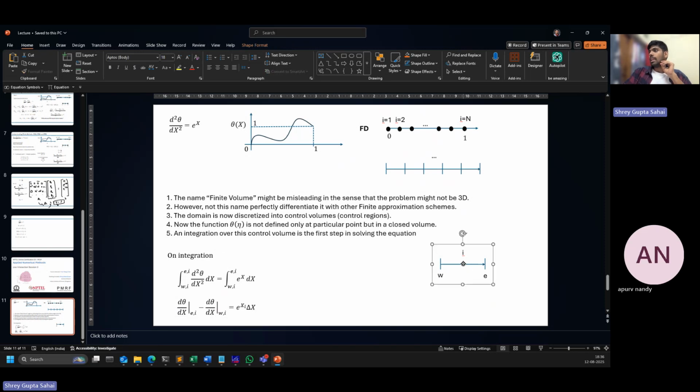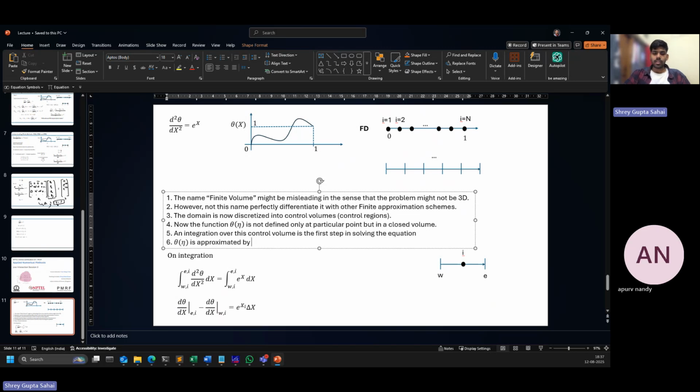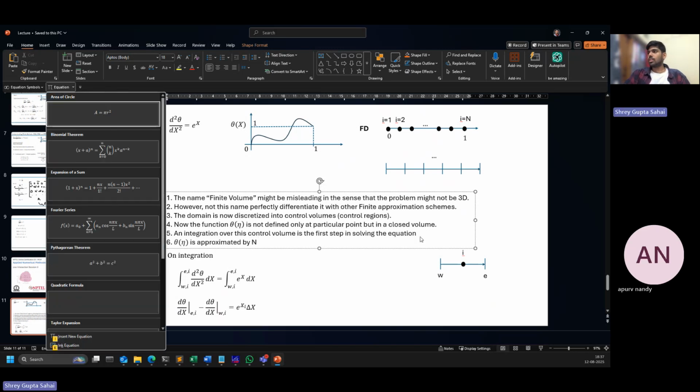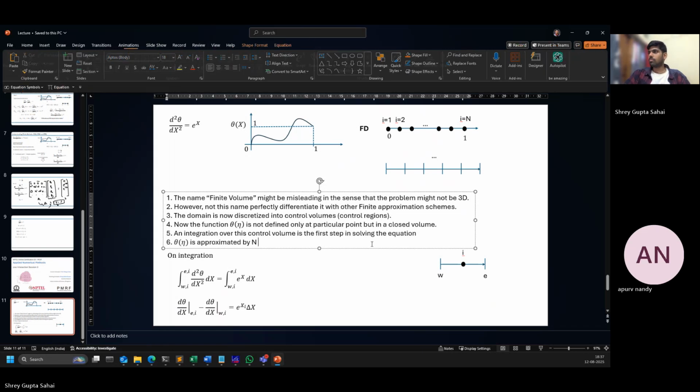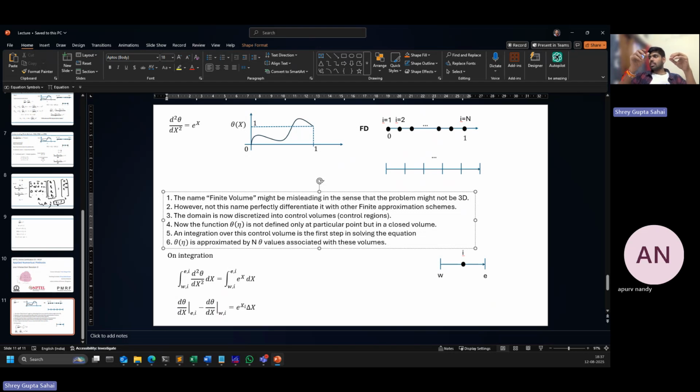Important thing is, in this case also, we are essentially requiring theta_i values at the center of these control volumes. So theta of eta is approximated by the theta values associated with these volumes. Now this theta value can be anywhere inside this control volume.